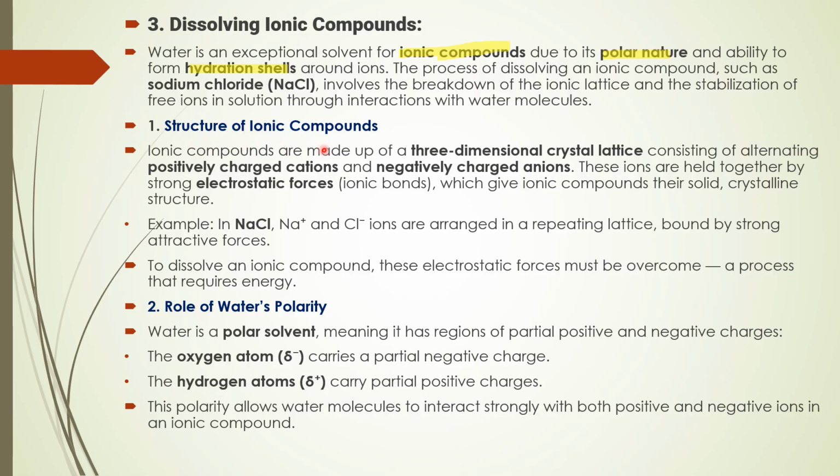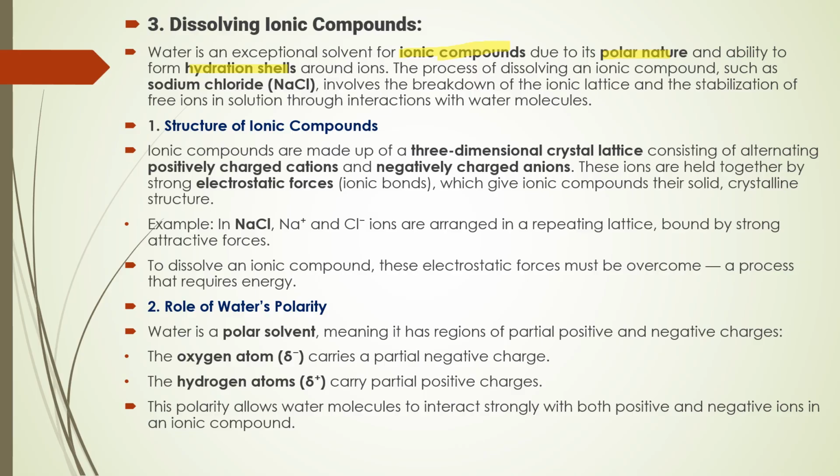Now, structure of ionic compounds. Ionic compounds are made up of a three-dimensional crystal lattice consisting of alternating positively charged cations and negatively charged anions. These ions are held together by strong electrostatic force, the ionic bond, which gives ionic compounds their solid crystalline structure. Example, in NaCl, Na+ and Cl- ions are arranged in a repeating lattice bound by strong attractive forces.